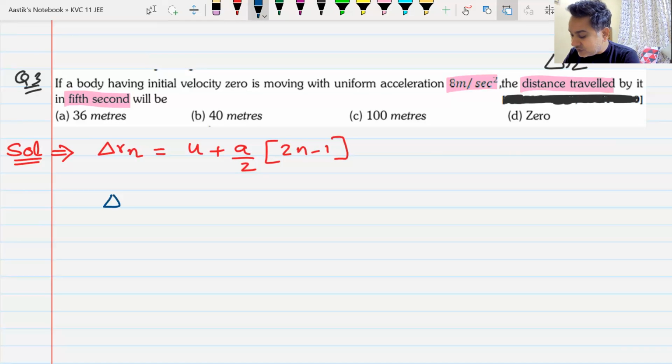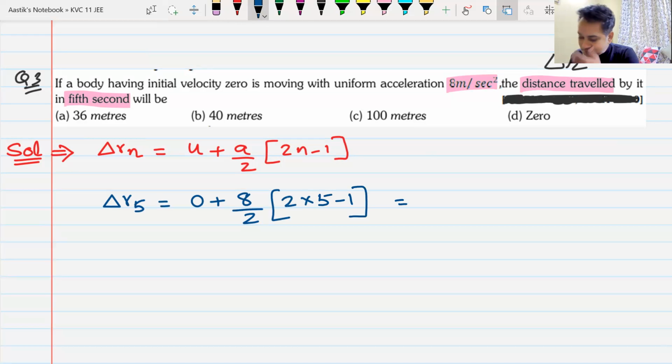The second given is fifth, so displacement in the fifth second will be equal to u. U is 0, my dear friends, plus acceleration a is 8. 8 by 2 times 2 into n. N is 5 minus 1. I hope you can do this. And what you will end up with will be 9 into 4. That will be 36 meters. Do we understand this? Yes or no?